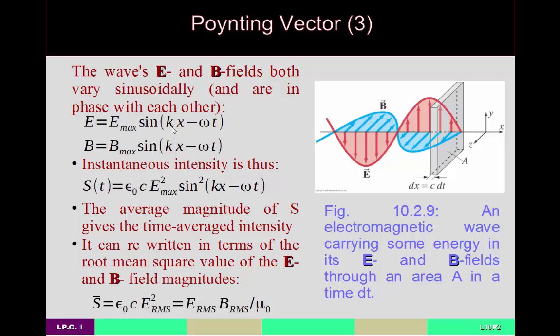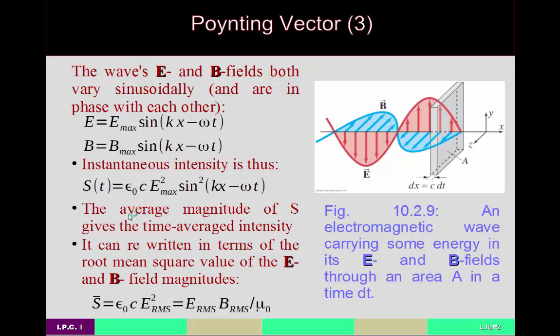K is the wave number. So K, recall, is given by 2 pi divided by the wavelength. And so this right here is the form that the E field will take. This right here is the form that the B field takes. And you'll notice that in both cases you have sine of kx minus omega t, so they're in phase with each other. That means that you can find the instantaneous intensity by basically just squaring the maximum electric field and then squaring the sine of this argument, kx minus omega t. This is, of course, called the phase of the wave.